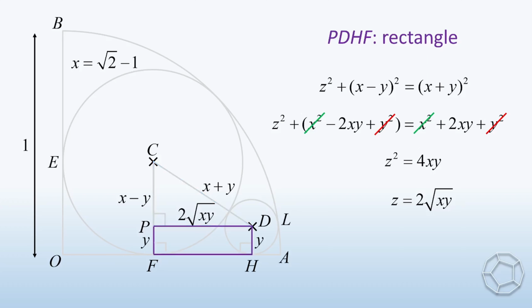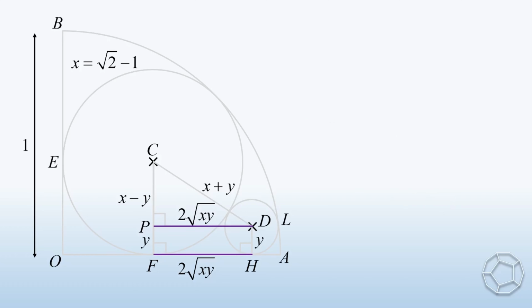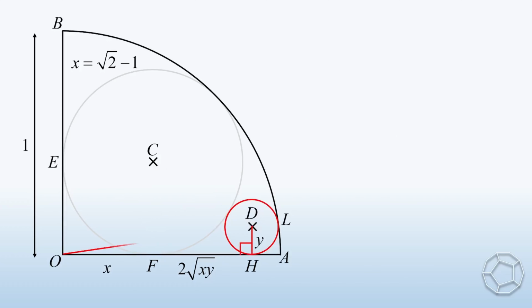Because PD and FH are opposite sides, both of them are equal to 2 times square root xy. At this moment, we just need one more triangle to solve for y. Construct the red side OD. If we know its length, then we can set up an equation in y. To do that, let's extend it to touch the arc AB.